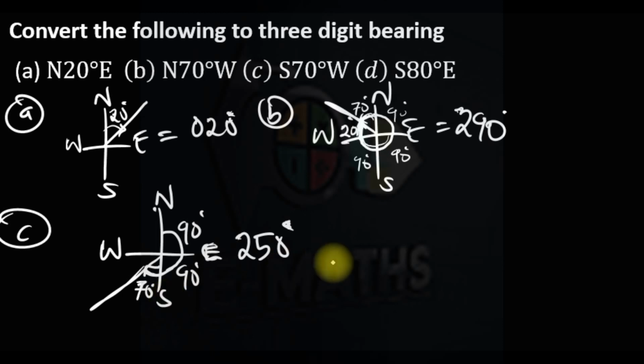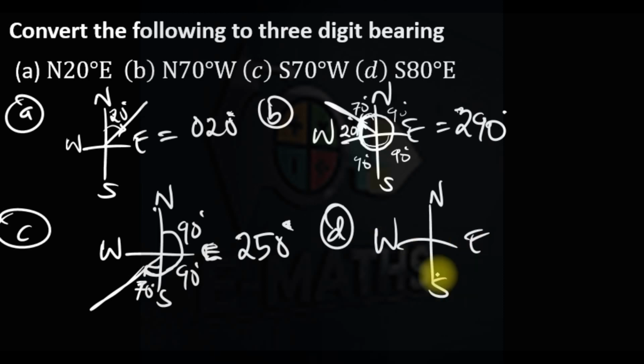So the last one is south 80 east. So north, south, east, west. So south 80. So this is 80. So our 3 digit must start from north to wherever it hits the bar. So this is 80, this should be 10. Each of the quadrants is 90. So our answer is 90 plus 10, which is 100 degrees. So do you see, it is very easy. Thank you.